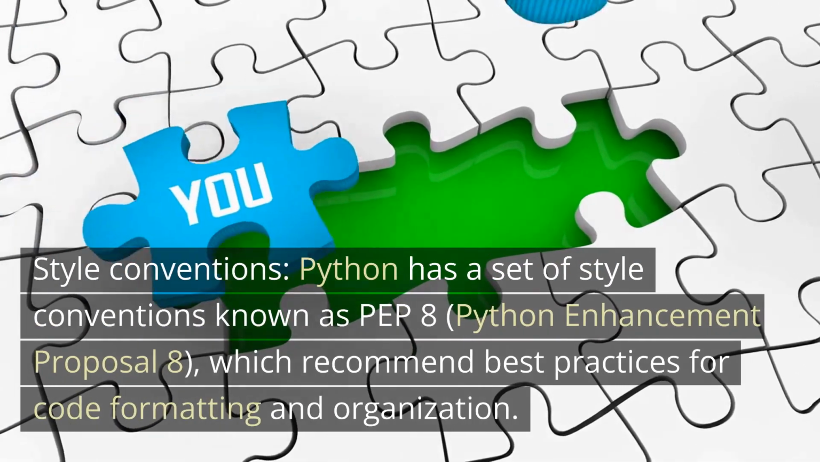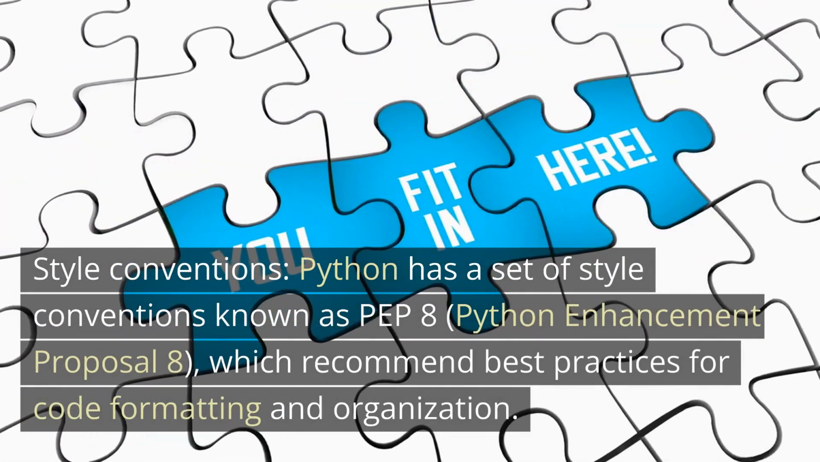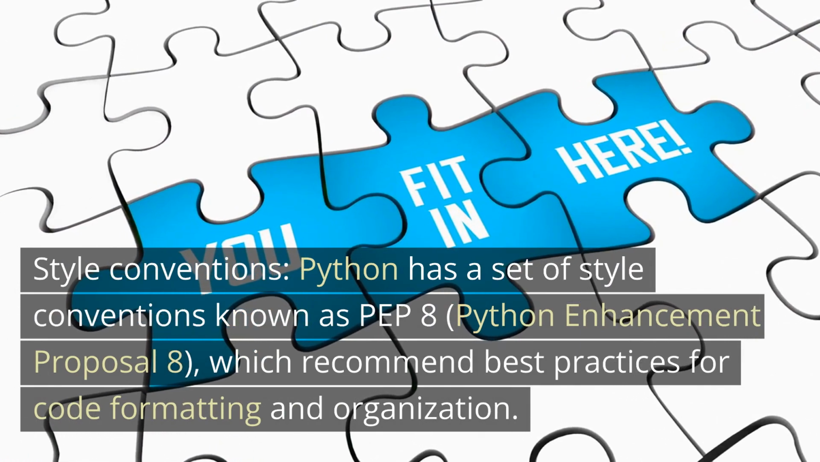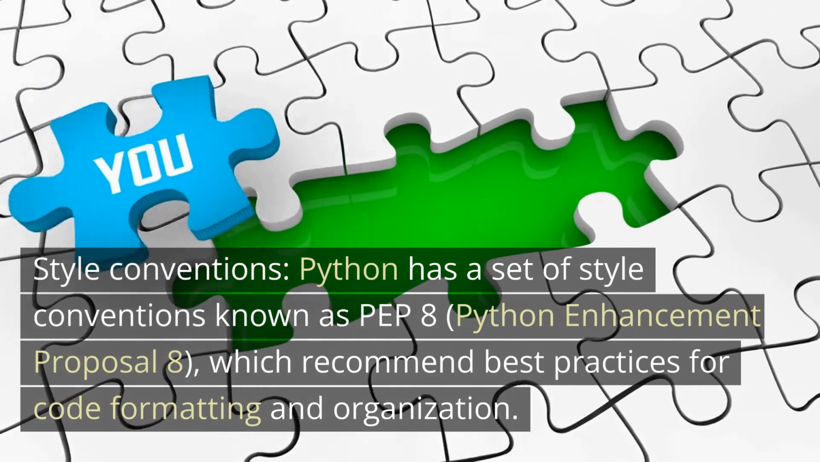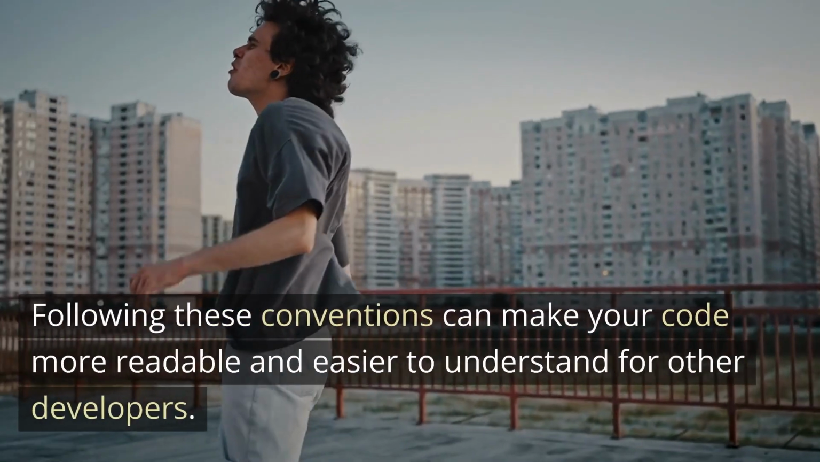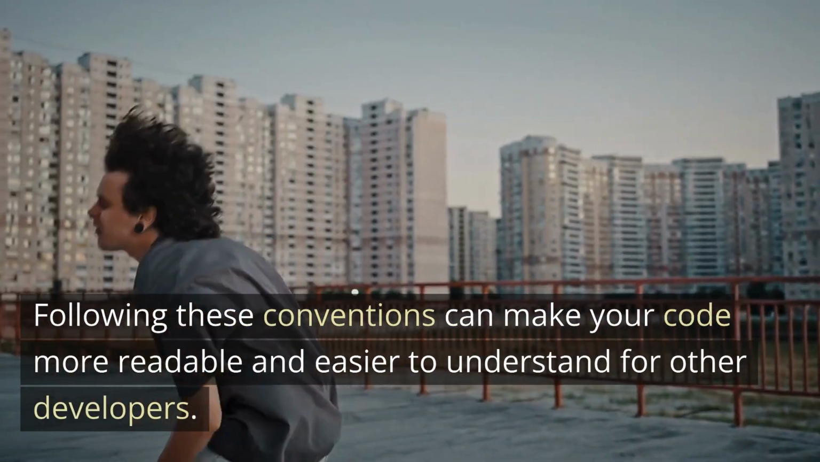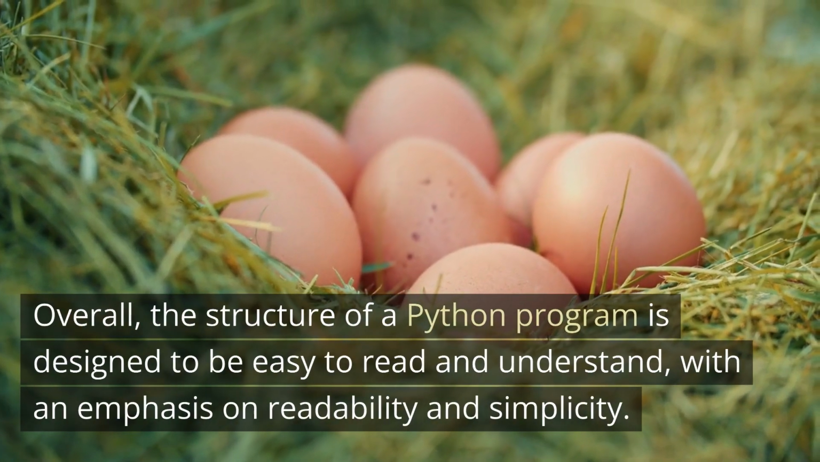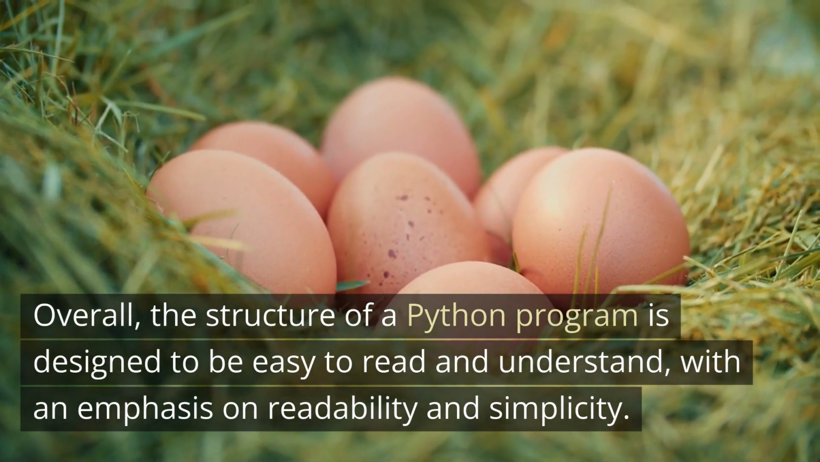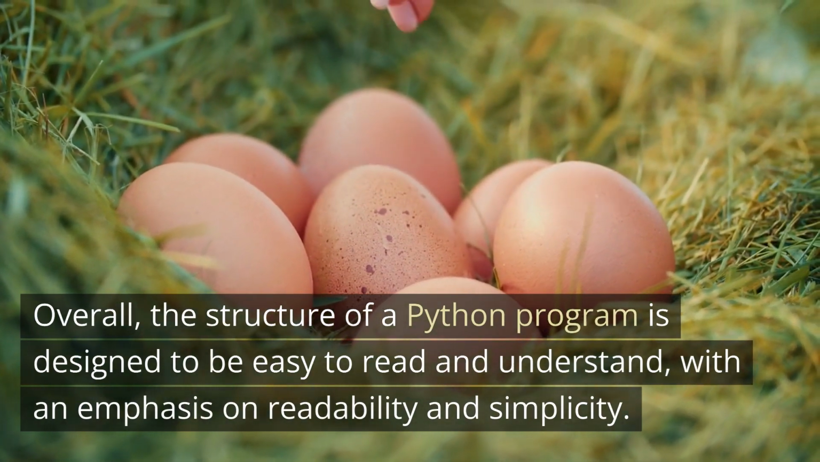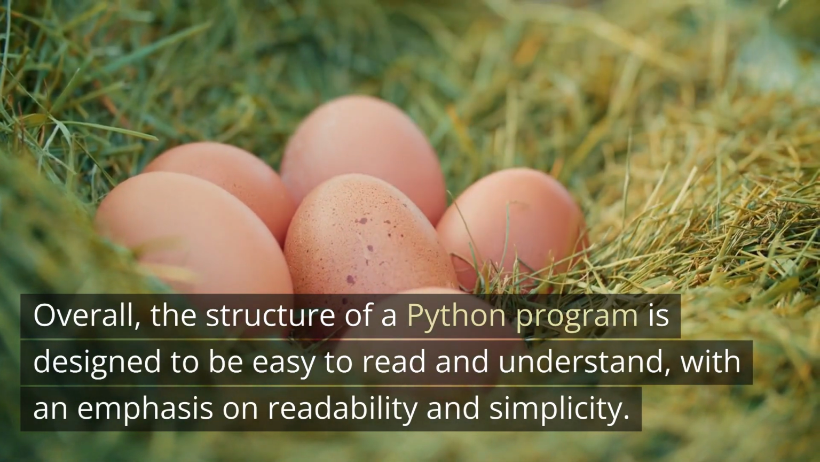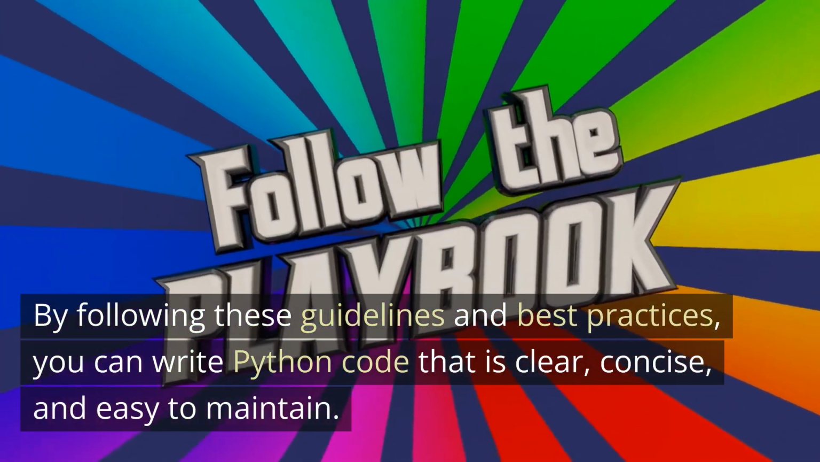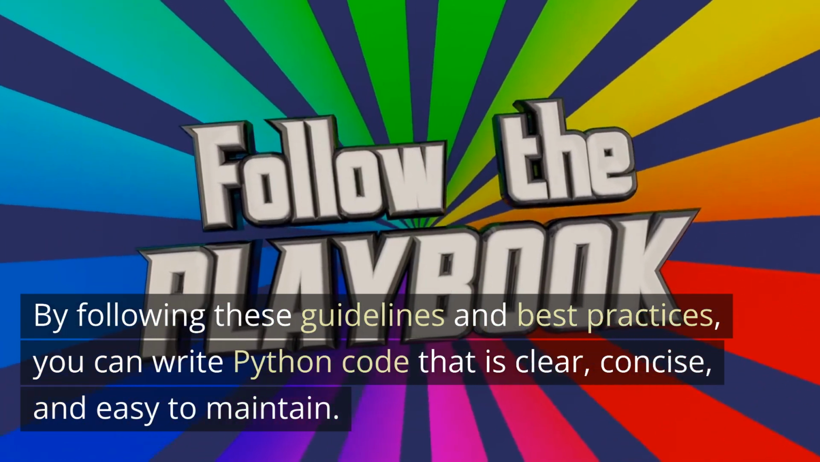Style conventions. Python has a set of style conventions known as PEP 8, Python Enhancement Proposal 8, which recommend best practices for code formatting and organization. Following these conventions can make your code more readable and easier to understand for other developers. Overall, the structure of a Python program is designed to be easy to read and understand, with an emphasis on readability and simplicity. By following these guidelines and best practices, you can write Python code that is clear, concise, and easy to maintain.